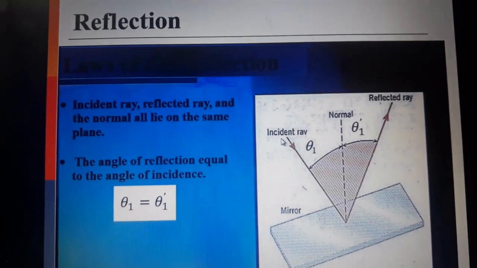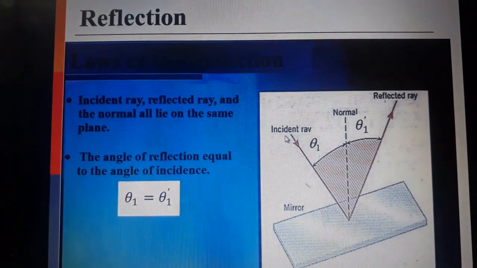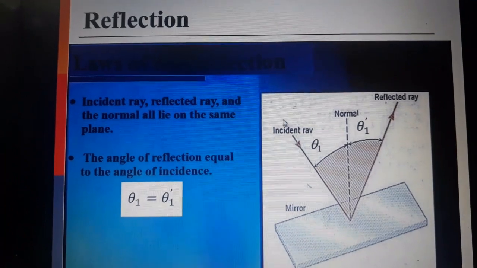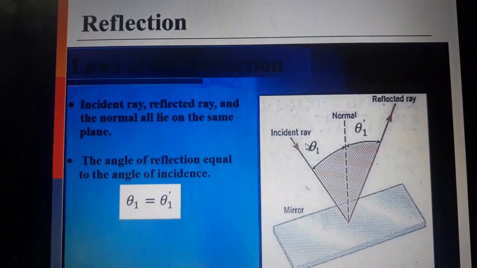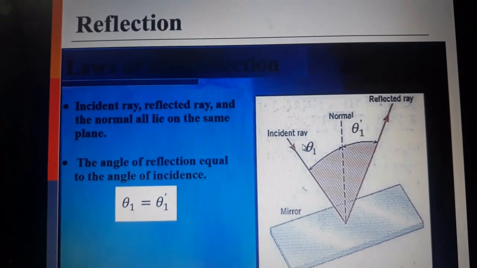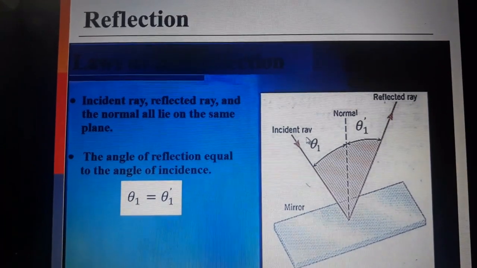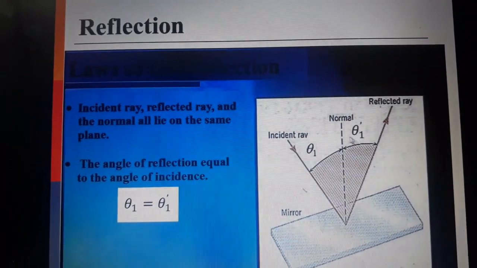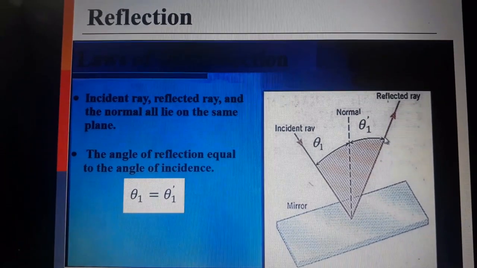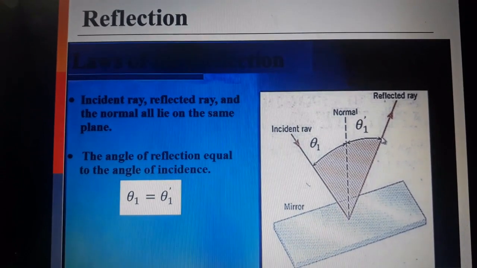Okay. Now I give you a question. If the incident angle equals 45 degrees, what is the angle between the incident ray and the reflected ray? You can write the answer in the comments.